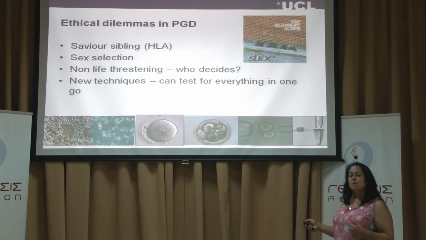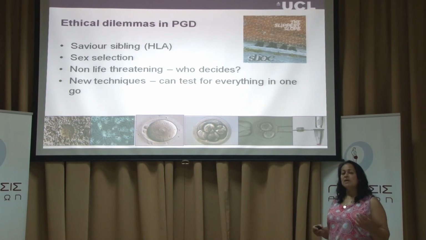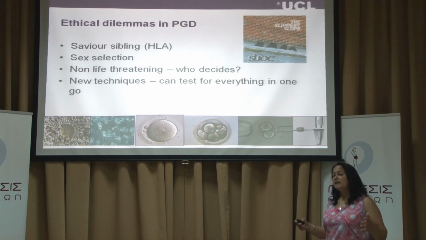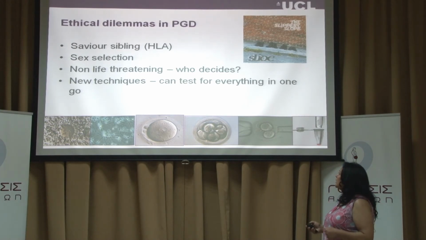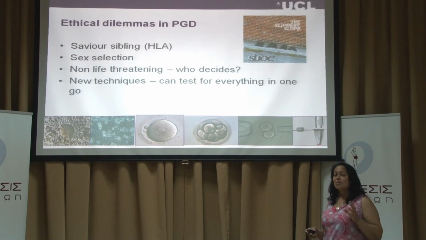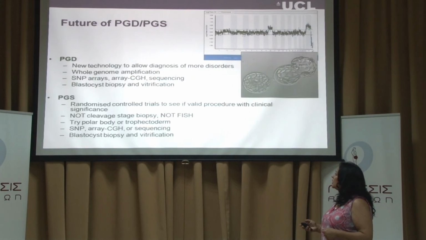And in the future now, we've got new technology that will give non-life-threatening information. So who decides? In the UK, as I said, we're governed by the HFEA, but many countries don't have any regulations on this. So with this new technology, we can test for everything. So where's this going to lead us in the future?